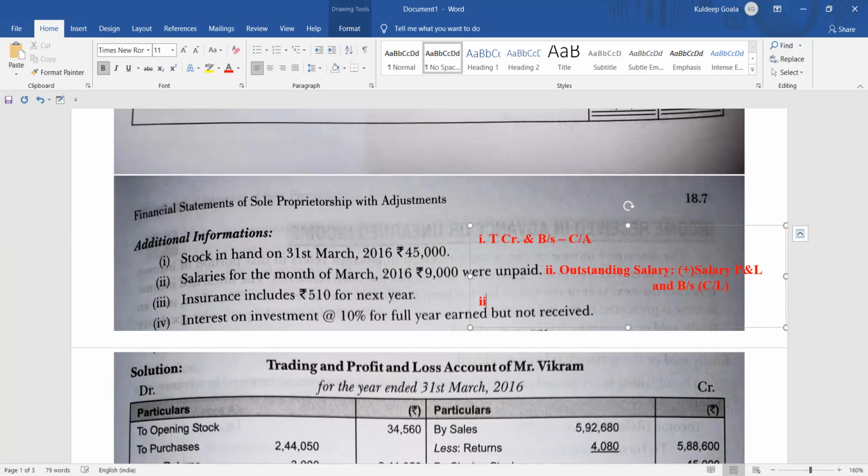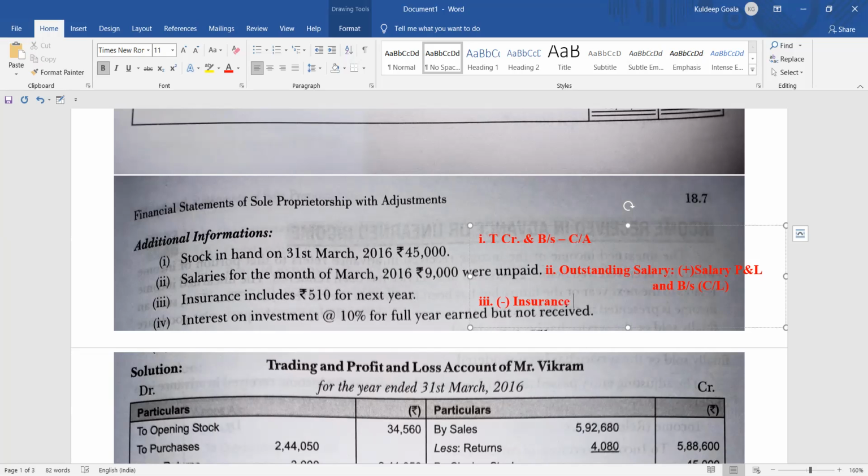Then coming to the next one, that is insurance includes rupees 510 for next year. ठीक है, 510 रुपए नेक्स्ट ईयर का है. That means it is included in the insurance. सो नेक्स्ट ईयर का है, मतलब इस साल का खर्चा नहीं पकड़ा जाएगा. उसका बेनिफिट नेक्स्ट ईयर मिलेगा ना, तो उसको हम लोग नेक्स्ट ईयर खर्चा पकड़ेंगे, राइट.